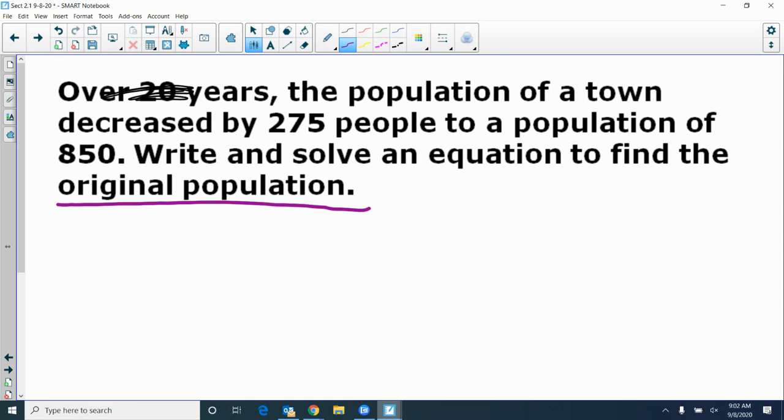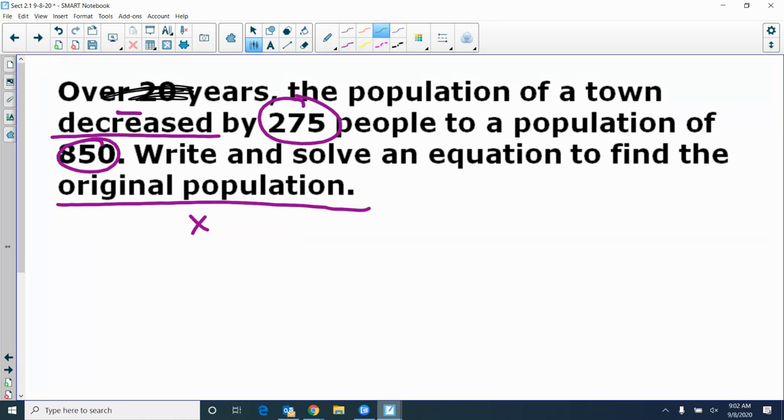So you want to give me a variable? What the variable would be like x. X, perfect. Now we want to look back at some other keywords here. What's another keyword, Zach? Decrease. Decrease. What do you think that means? Subtract. Subtraction. And then I see my other things are the numbers, 850, 275. I have a variable and I have an operation. So that's all the information I need.